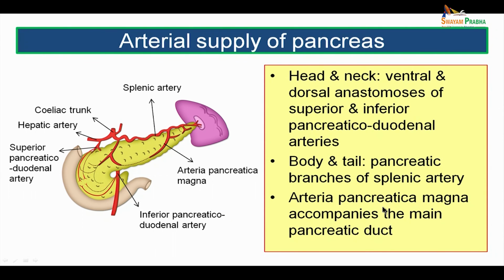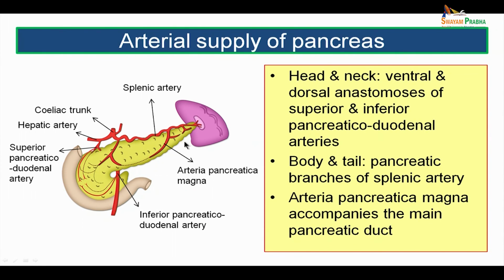Moving on to see the arterial supply of the pancreas. The head and neck of the pancreas receive the arterial blood supply from ventral and dorsal anastomosis of the superior and inferior pancreatico-duodenal arteries. The body and the tail receive blood from the pancreatic branches of the splenic artery. There is a large artery here seen as the Arteria pancreatica magna, which accompanies the main pancreatic duct. It's a branch coming from the splenic artery.